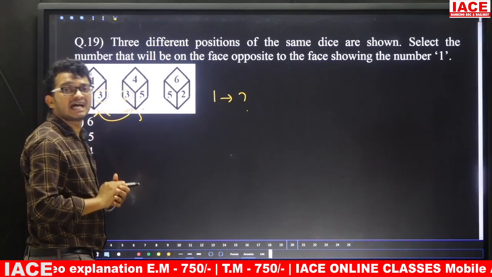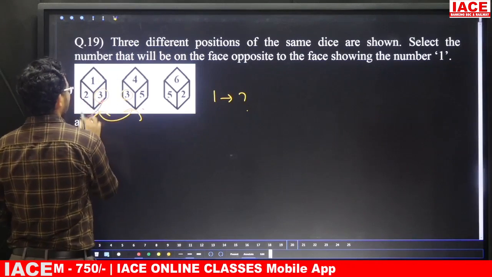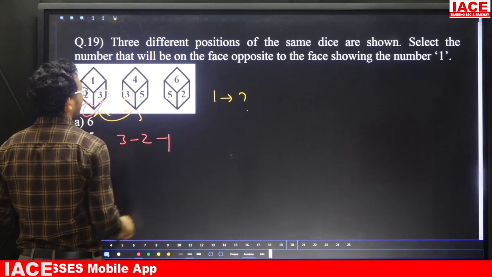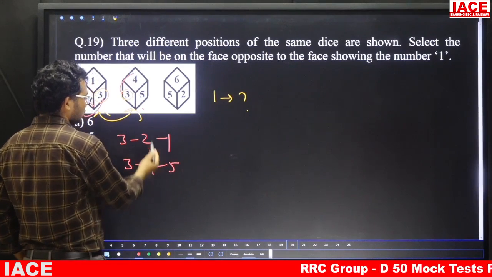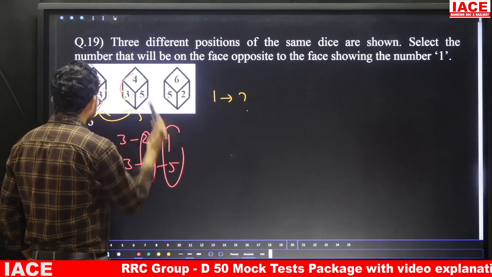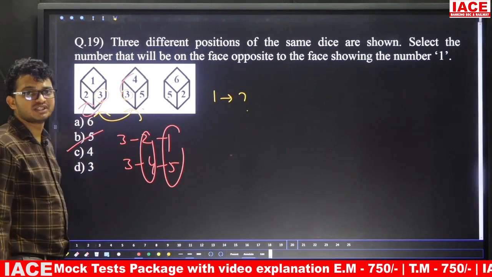In two different views of one die, if one number is the same, then apply clockwise rotation from the common number. 3 onwards clockwise. 3, next one is what? 1. 3 onwards clockwise. 3, 4, next one is what? 5. That means here 2 opposite is 4, 1 opposite is what? 5. So answer is what? Option B. 1 opposite is 5.